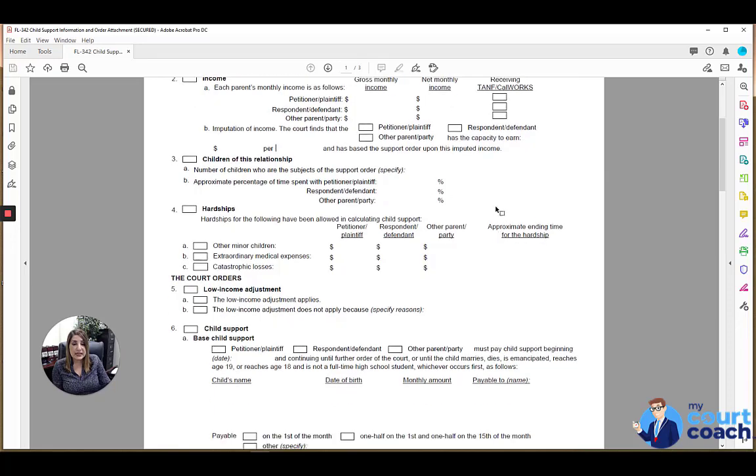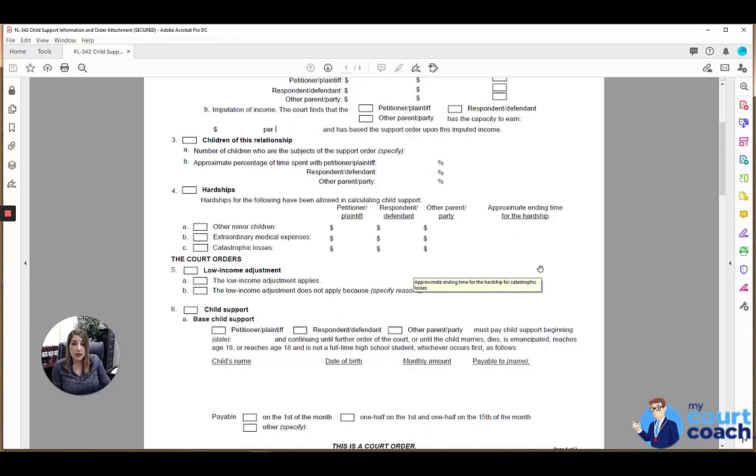If the court grants a hardship deduction, then you would mark this box. As a reminder, a hardship is where a party is experiencing extreme financial difficulties, and it is very limited as to what those specific circumstances are that the court can consider in granting a hardship. It's usually one of these 3: other minor children, extraordinary medical expenses, or catastrophic losses. Then the court can consider granting a hardship. If they do, identify the amount of the hardship, the basis for it, and if a duration is given for which time the hardship will apply, then you would list that here.